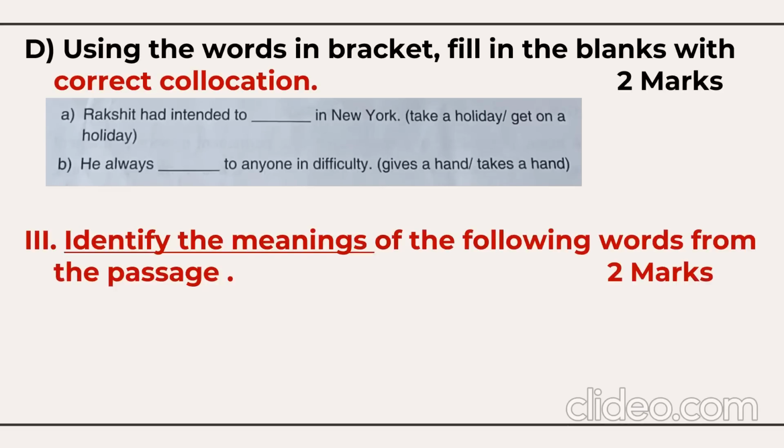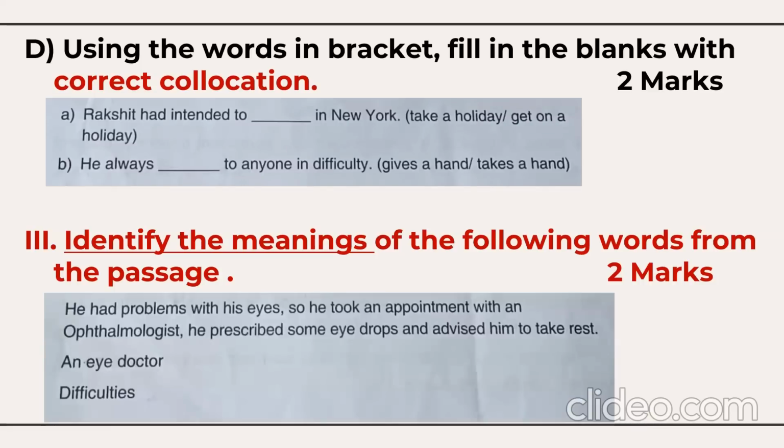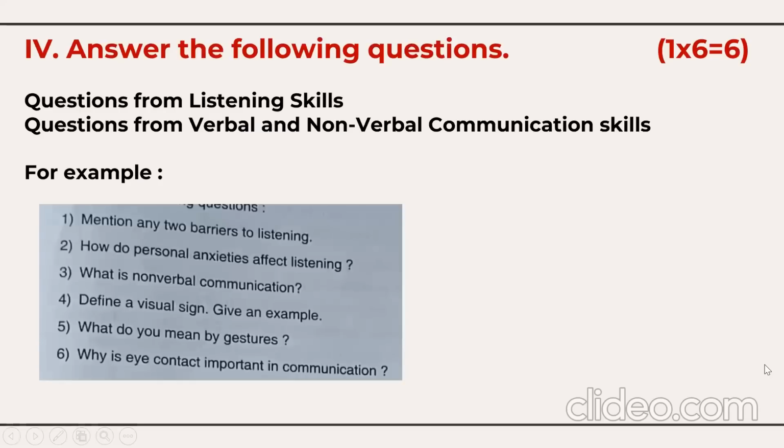Next question, identify the meanings of the words from the passage. One very short passage will be given, and 2 words will be given that have a meaning in the passage. For example, an eye doctor. We need to find out what is the meaning of eye doctor in the passage. Ophthalmologist, right? Difficulties. Which word is suitable here? Problems. Like this, we need to identify. That's for 2 marks.